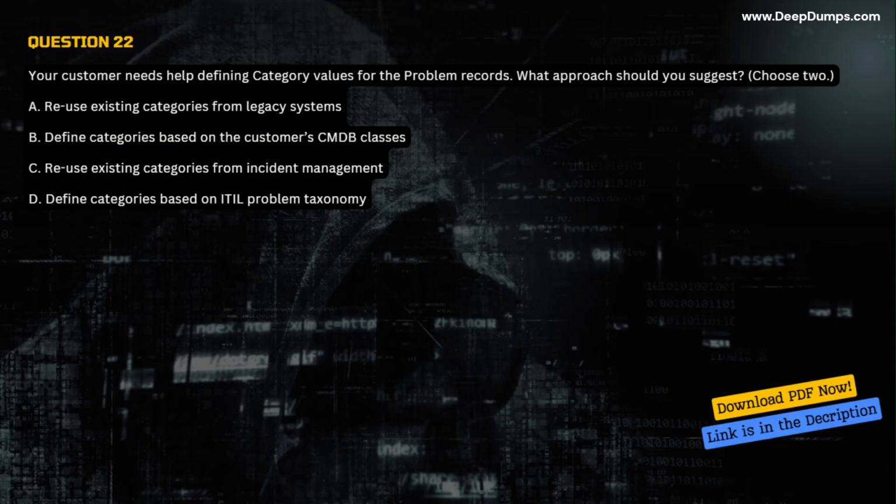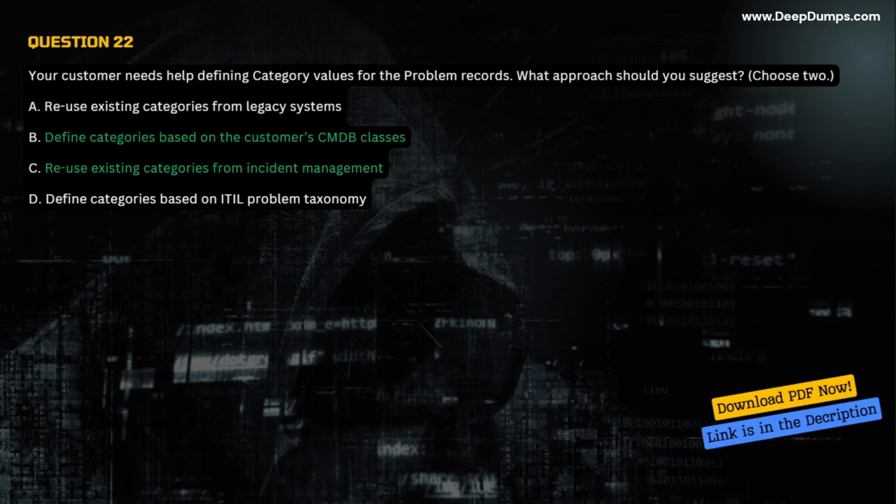Choose 2. A. Reuse existing categories from legacy systems. B. Define categories based on the customer's CMDB classes. C. Reuse existing categories from incident management. D. Define categories based on ITIL problem taxonomy. Correct answer, B and C.